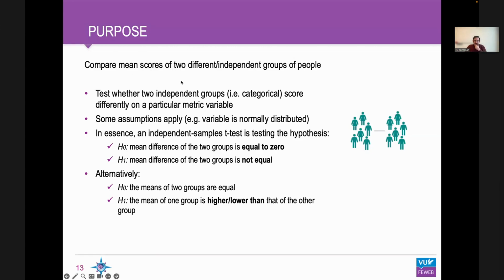So we want to understand, for instance, if the satisfaction with the IBA program is different for class 1 and class 2, for instance. The thing is that we always have two groups for the t-test.